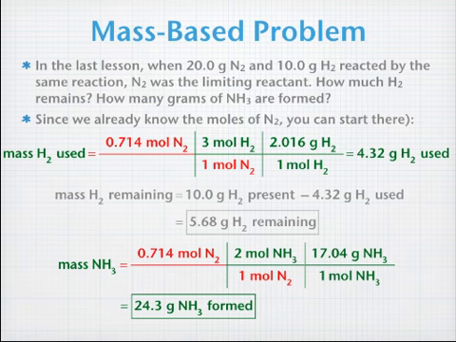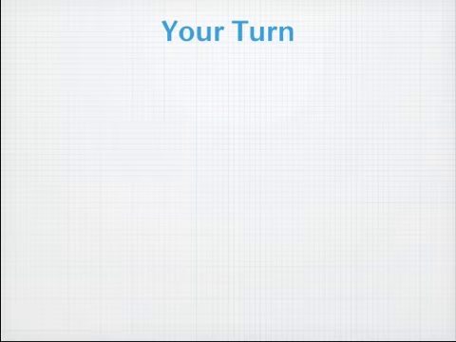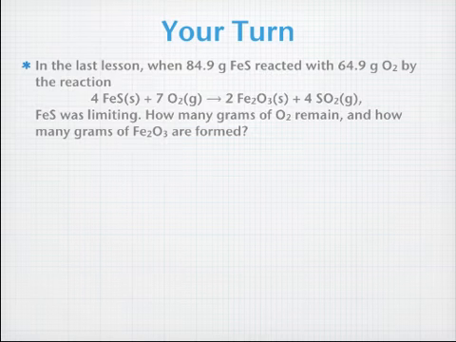Think you're ready to go? Again, going back to that last lesson, when we had 84.9 grams of iron 2 sulfide and 64.9 grams of oxygen, we found that the FeS was limiting. So your job is to figure out how many grams of oxygen remain and how many grams of the iron 3 oxide are formed. I'll pause the video, restart it when you're ready to go.